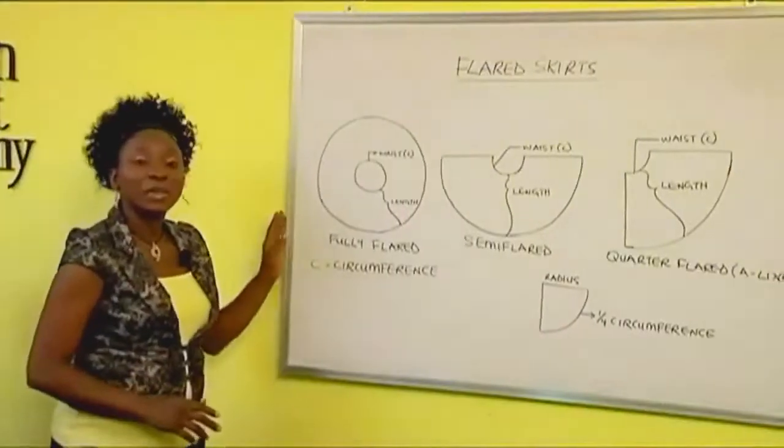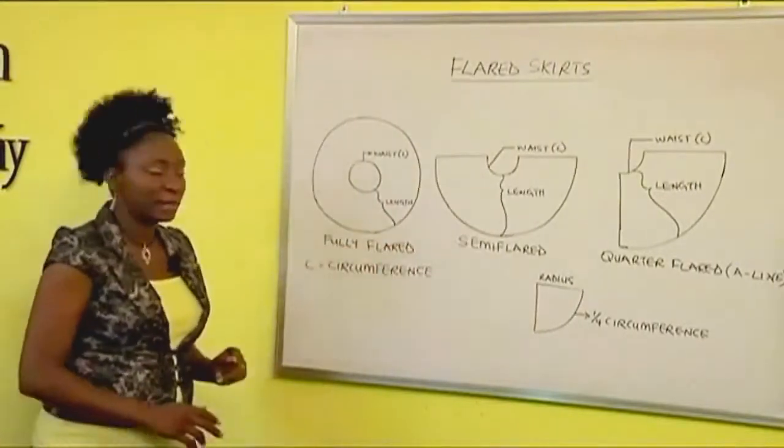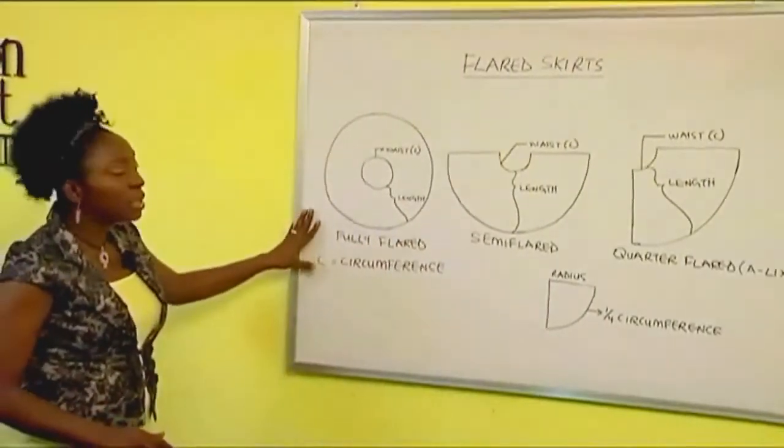Flares are cut in circles, semicircles, or quarter circles. Let's go to the board and see how it looks. We can see that we have three different kinds of flared skirts. Now take a look at the fully flared skirt.